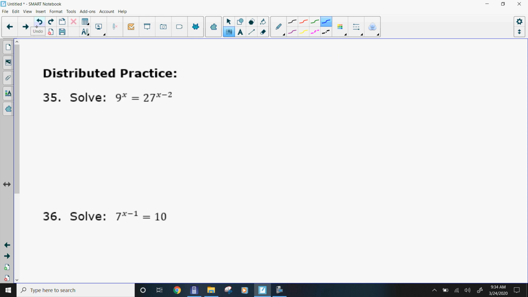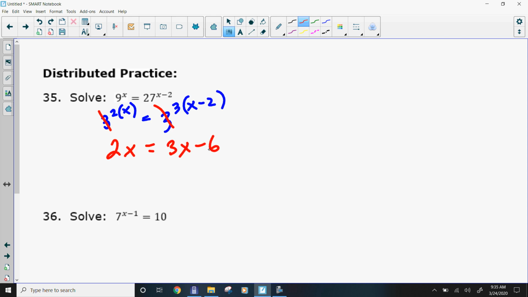And finally, review. In the review questions, these are like the log type questions. The goal here is to turn this into a 9. But if I do 9 squared, that's already 81, so I've already gone over. So I can't make it into a 27. So what I'm going to do is change the 9 into a 3 squared. And if it had stuff up there, I put it back in parentheses. 27 is 3 to the third, and I put the x minus 2 back in parentheses. And since the bases match, we don't need to worry about those anymore. So this is just 2x equals 3x minus 6.